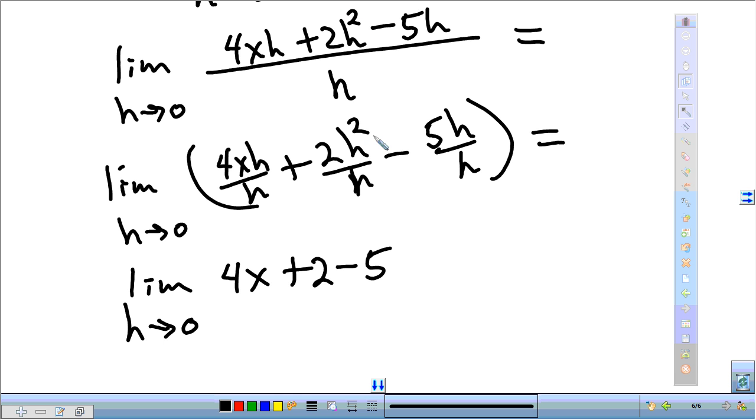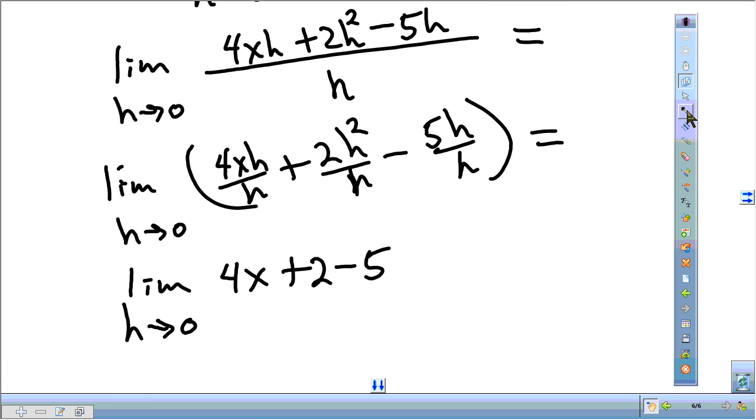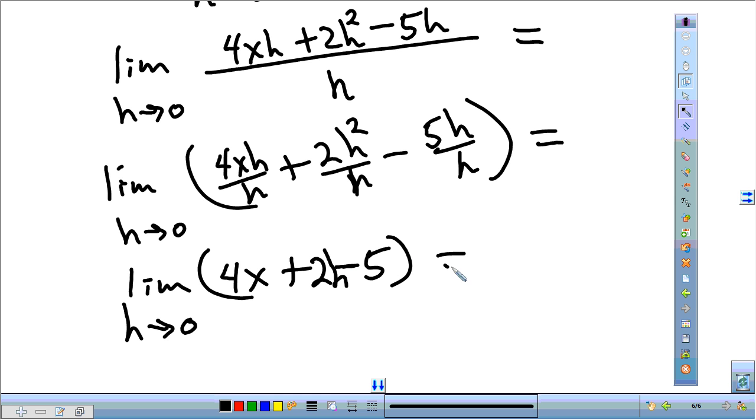Let's copy correctly before I get further. I believe I should have had 2h squared there. So that leaves an h minus 5. And so if I take h going to 0, it does not affect 4x. There's no h. 2h becomes 0, and then minus 5 unaffected. So I end up with 4x minus 5.